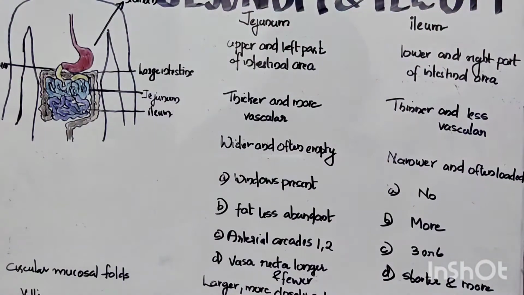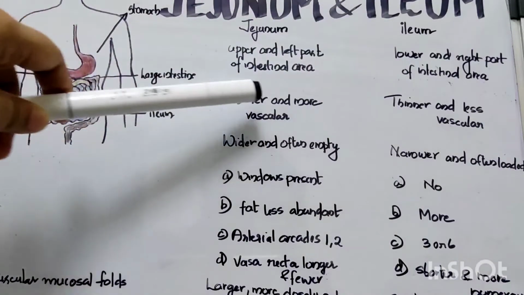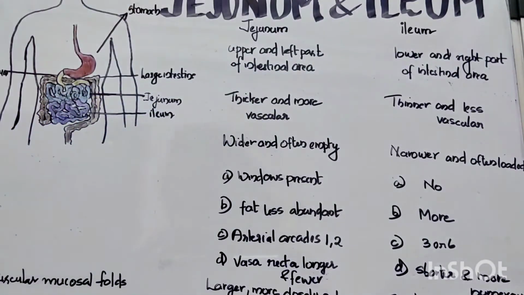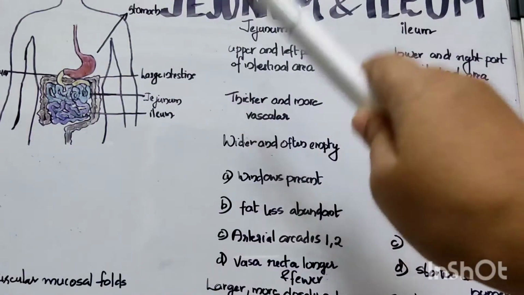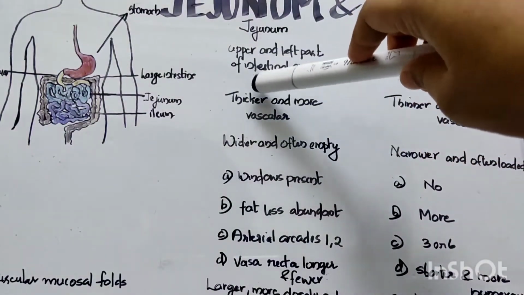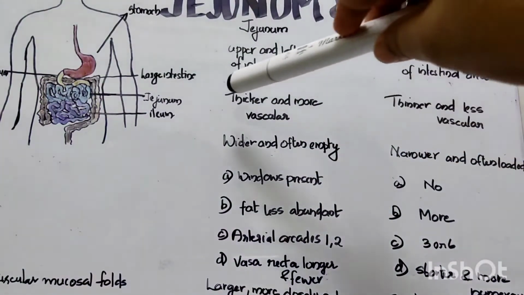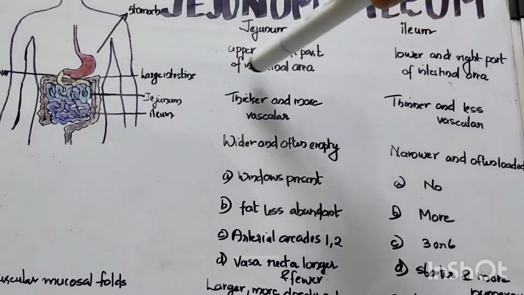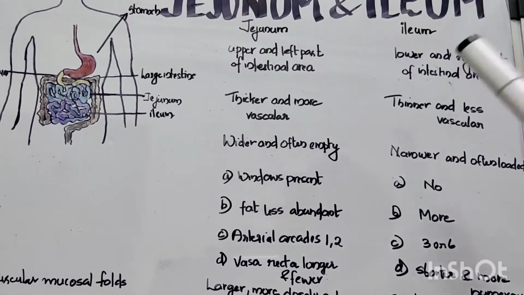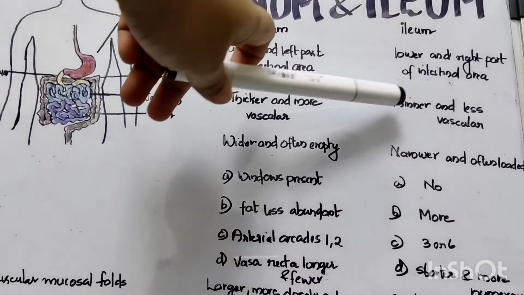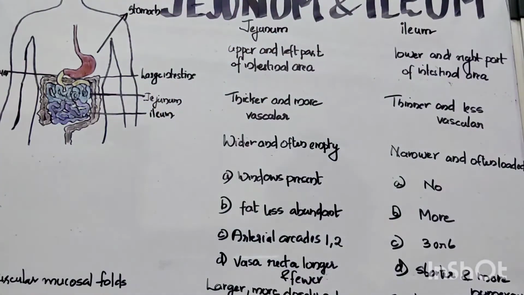So we will do a comparative study. The jejunum occupies the upper and left part of the intestinal area, and the ileum occupies the lower and right part of the intestinal area. The walls of the jejunum are thicker and more vascular, that is, thicker and with more blood supply. The walls of the ileum are thinner and less vascular.